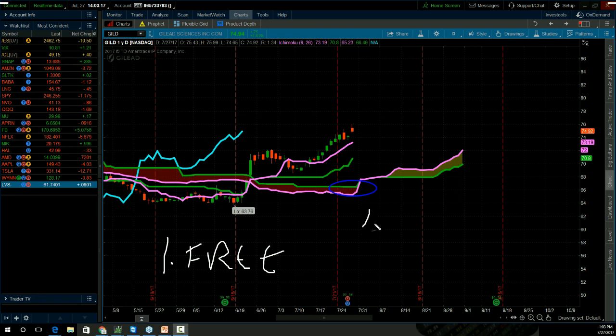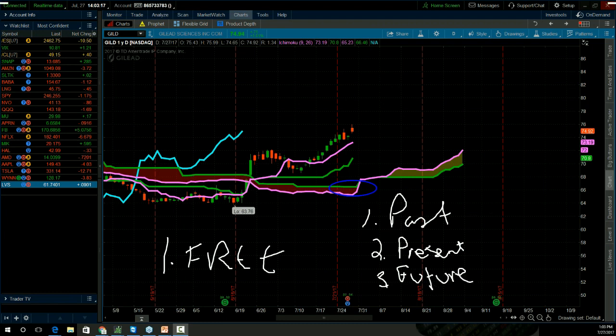Second reason is it looks at the past, looks at the present, and looks at the future. So it looks at the past, the present, and the future at one single glance. So if you said, hey, how's Gilead right this second? I'd say it's good. It's trading above the cloud, it's trading above the short-term trend, and it's trading above the long-term trend. Most likely it's going to go higher.